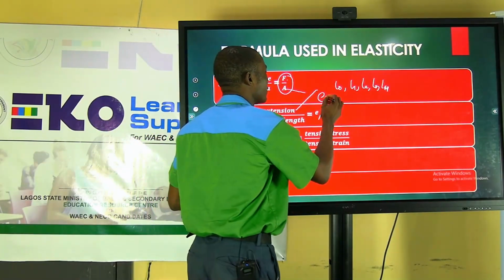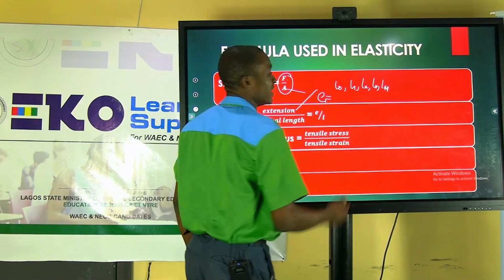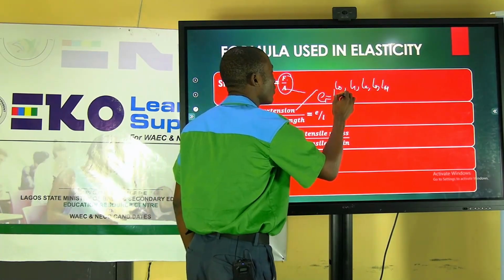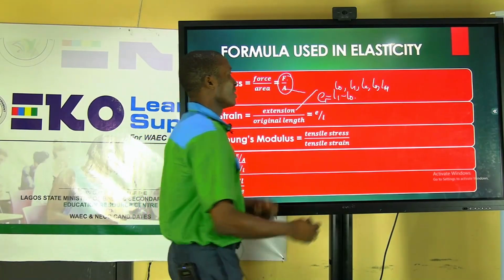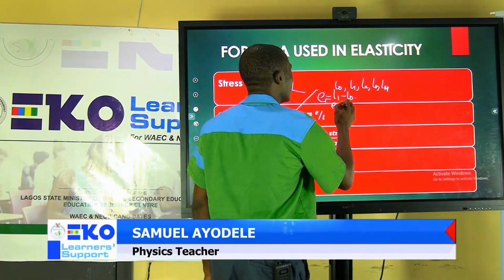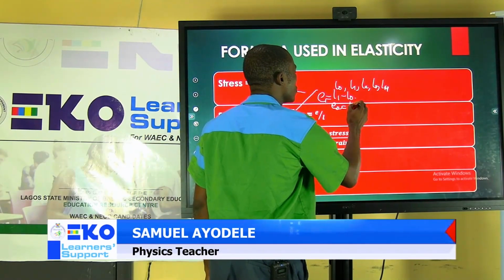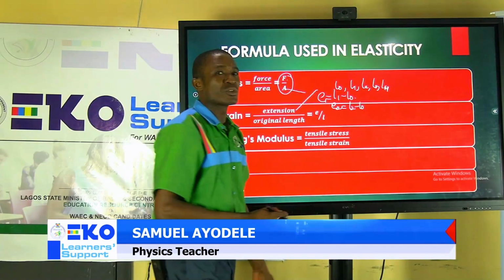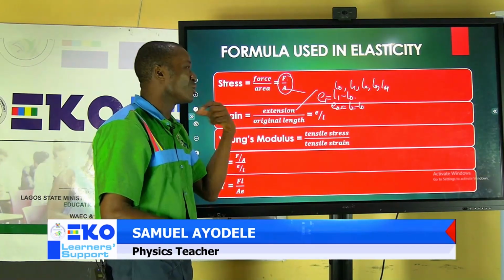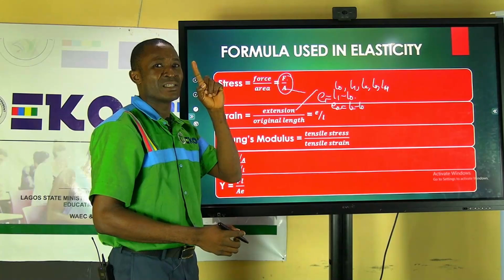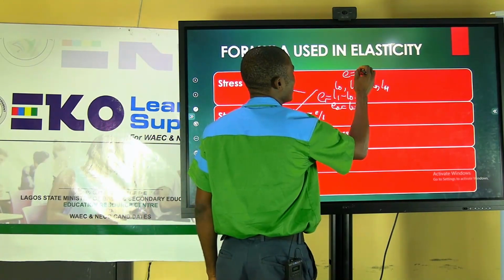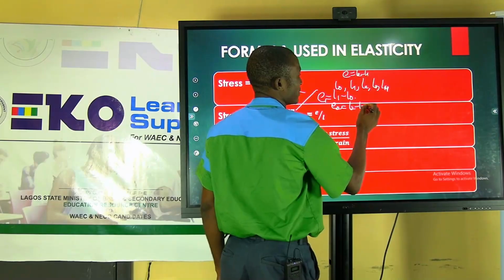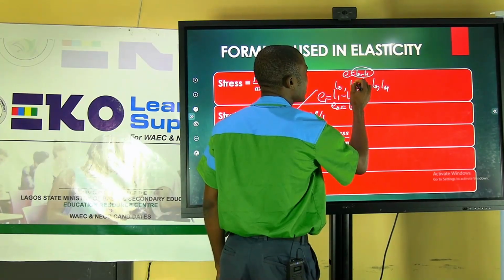So if I want to look at the first extension, if I have these varying lengths, it's going to be L1 minus L0. That is the original length, L0. If I want to look at the second extension, it will be L2 minus L0. So it's with respect to the original length. That's how we calculate our extension. Don't ever say extension is L2 minus L1. Both L2 and L1 are new lengths.